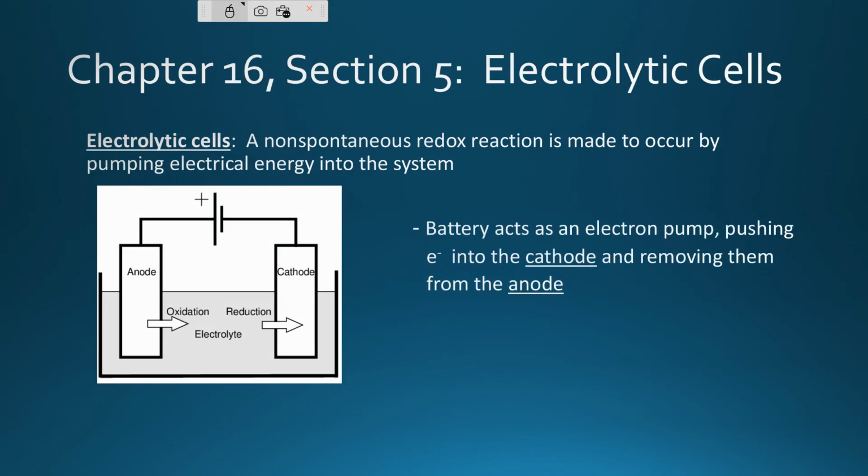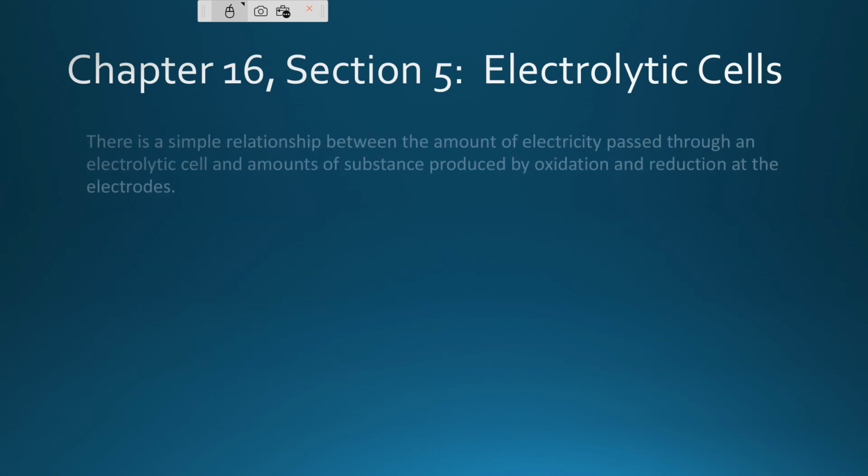So, pretty straightforward concept. The battery is going to act as an electron pump then, pushing electrons into the cathode and removing them from the anode. This is opposite of what it wants to do, but we can force it to do that by adding energy. And this is what we call electrolysis, pumping the electrons into the redox reaction, okay? Forcing it to go, and you guys are going to find that you'll pick up this one part pretty fast, even though the concept seems kind of weird.